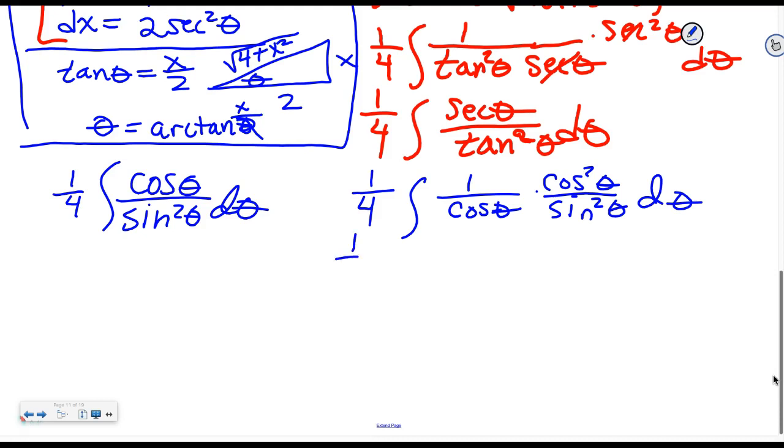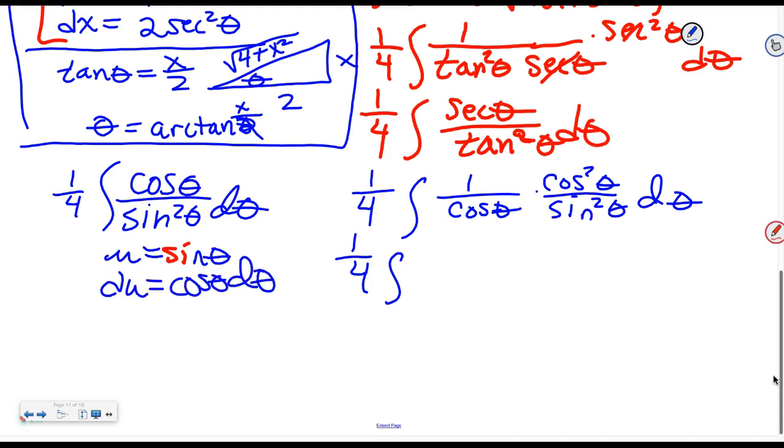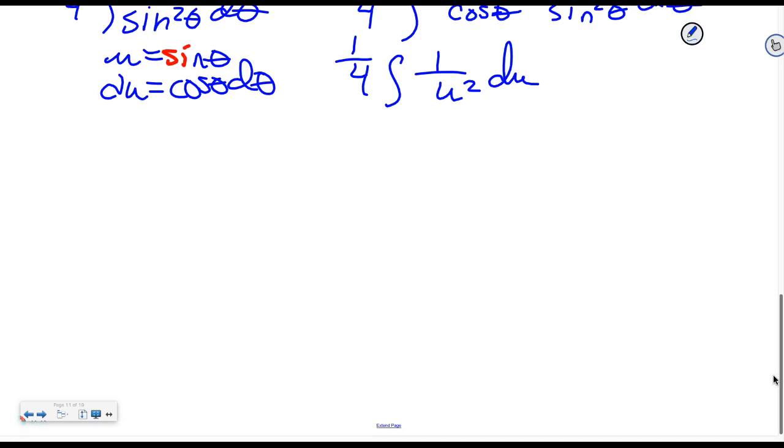Who is my U? Sine. Yeah, so I'll just do it from over here and go straight to U. So I've got U is sine theta, du is cosine theta, and I know most of you don't write this anymore, and I'm fine with that. But just so you know, you're looking at 1 over u squared du. Correct? So 1 over u squared du. If you tell me that's ln u squared, I would be mad. You shouldn't do that anymore.